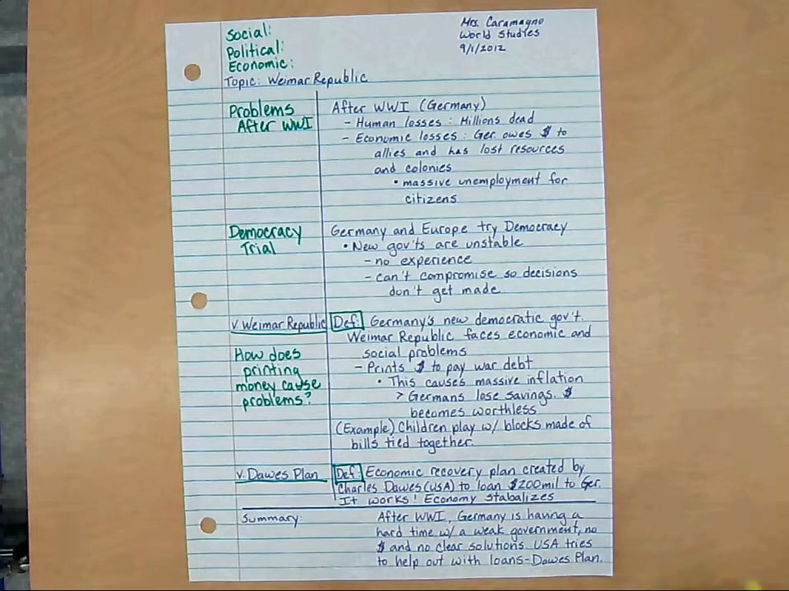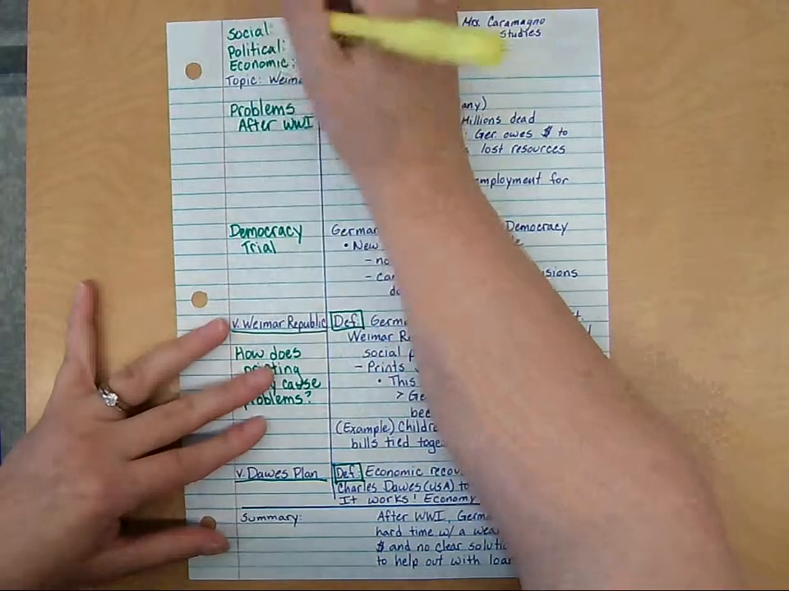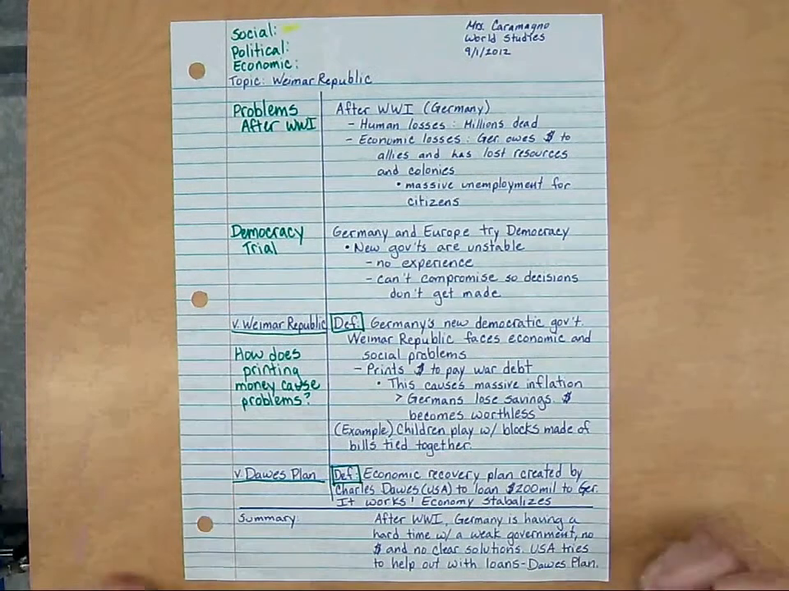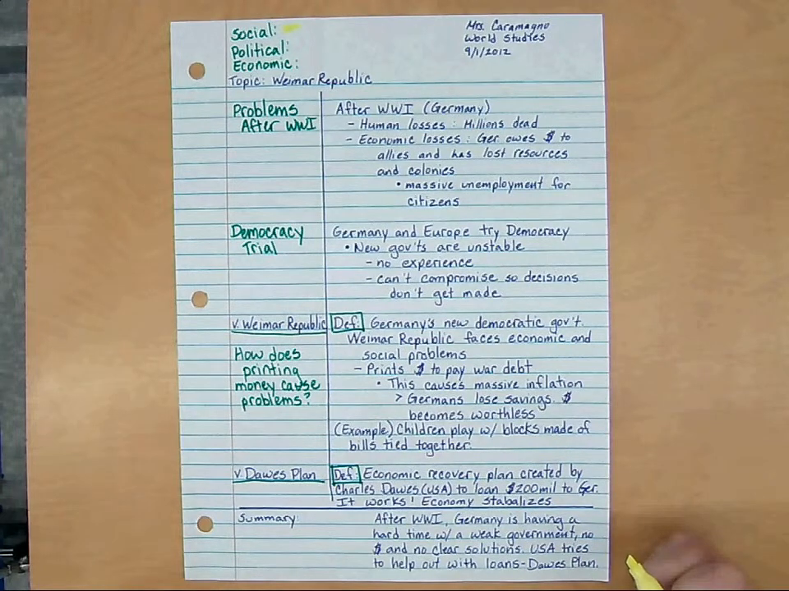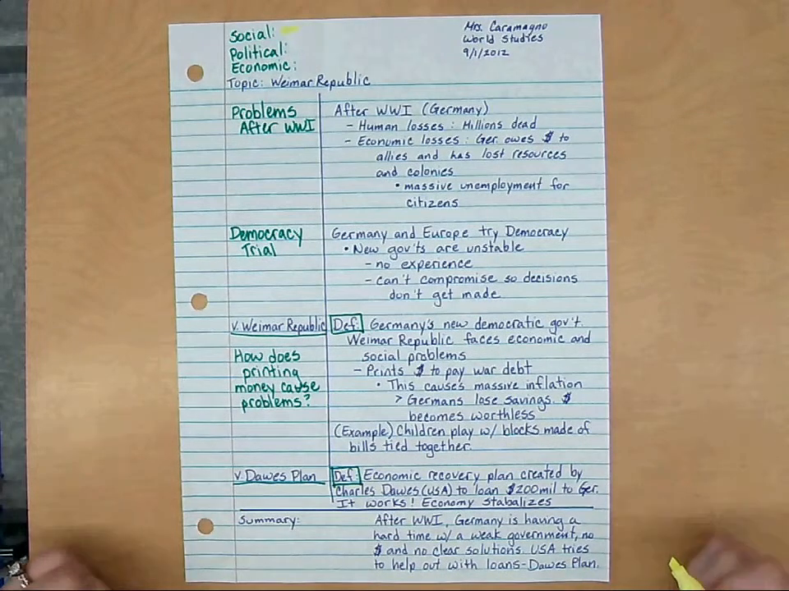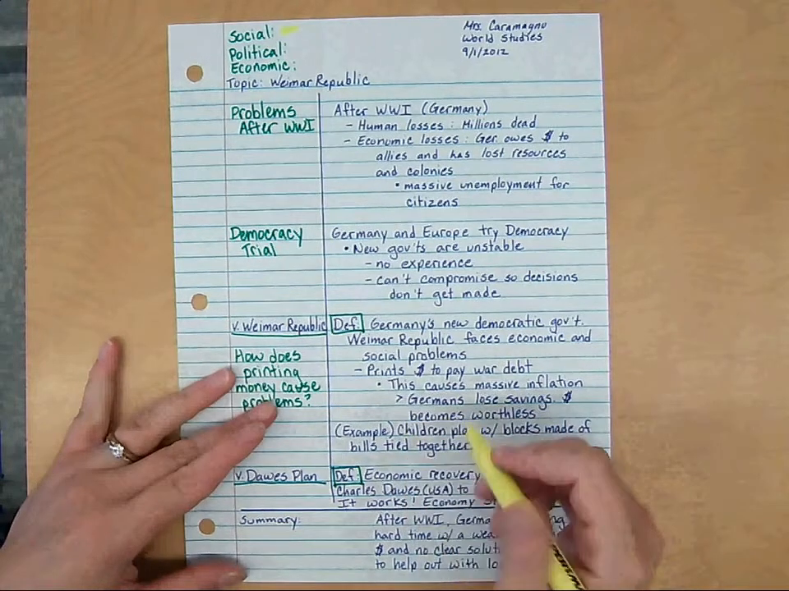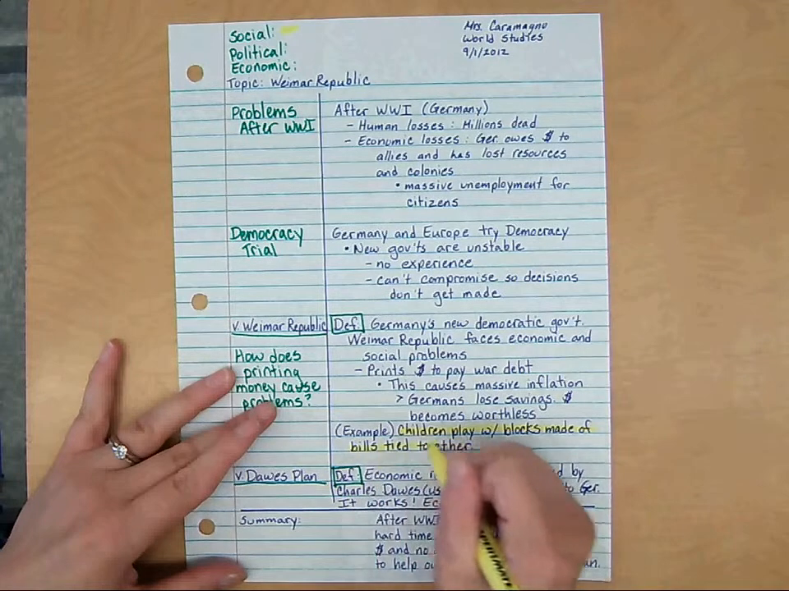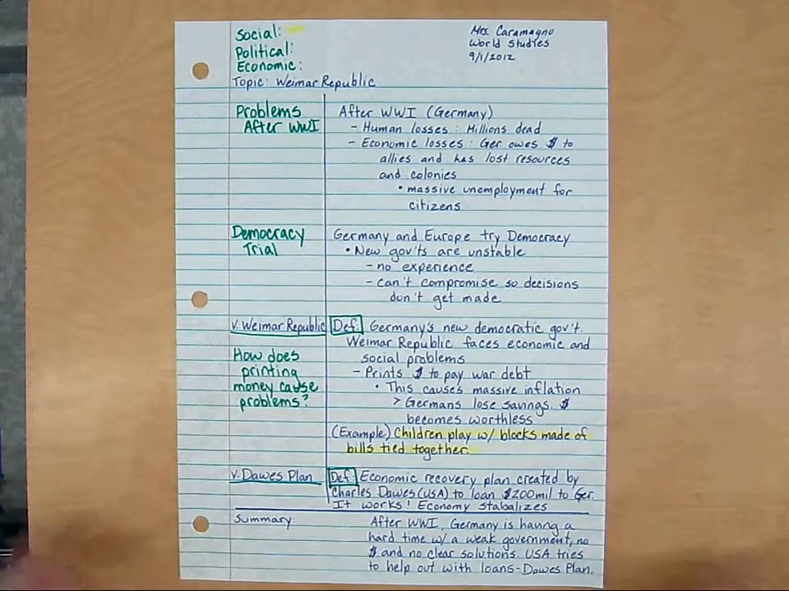The first one I'm going to do is social. And I'm using a bright yellow color. I hope that you can see it okay. There aren't too many social things in this set of notes. One social thing is this example here. The children would tie the blocks of money together to make toys, toy blocks. That's how worthless the money was. It was just pieces of paper.